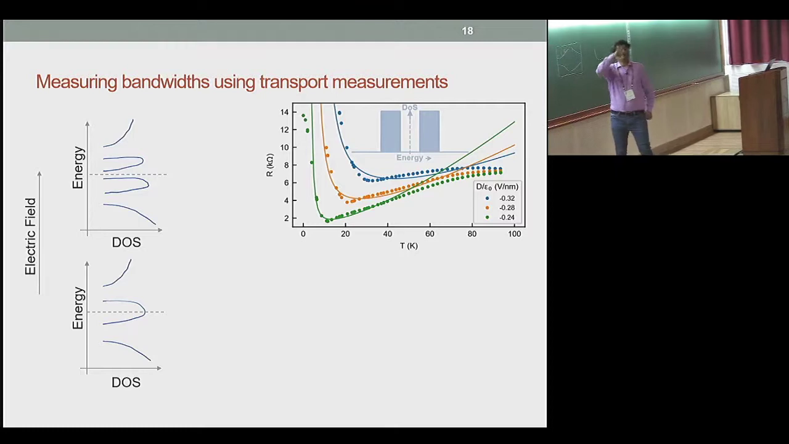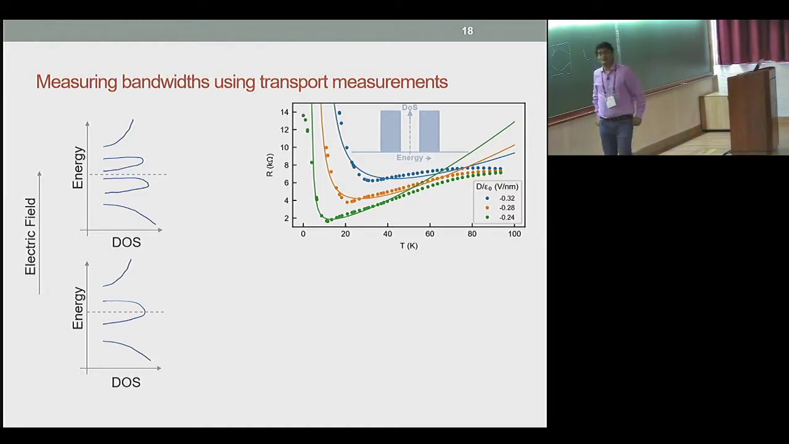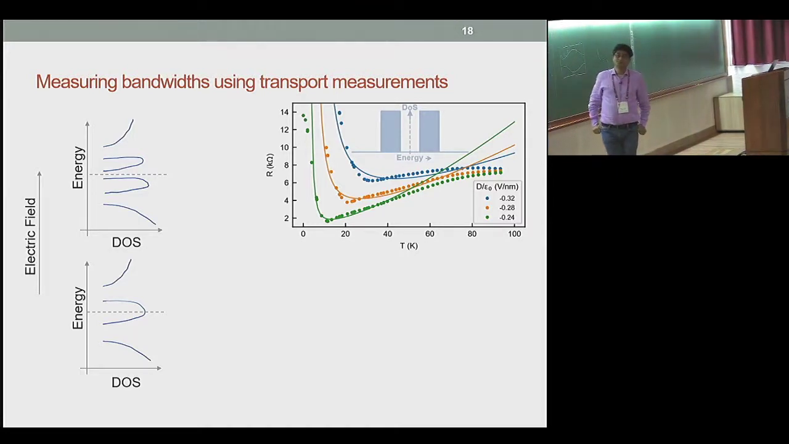Mandar, sorry. So you'll still have a quadratic band touching of this narrow band, right? I mean, in this case, no. So my question is, why do you get this threshold electric field?